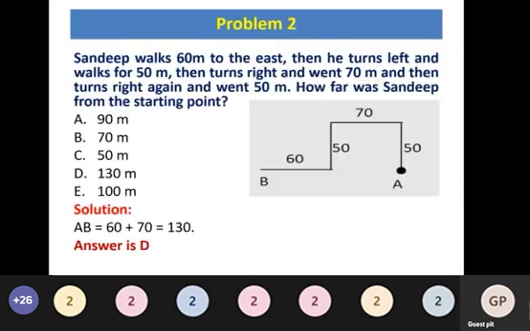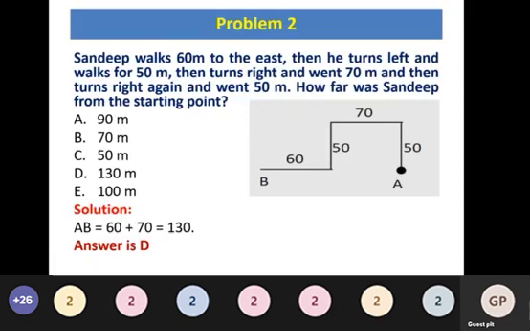Problem 2. Sandeep walks 60 meters to the east. Then he turns left and walks 50 meters. Then he turns right and goes 70 meters. And then he turns right again and goes 50 meters. How far was Sandeep from the starting point?